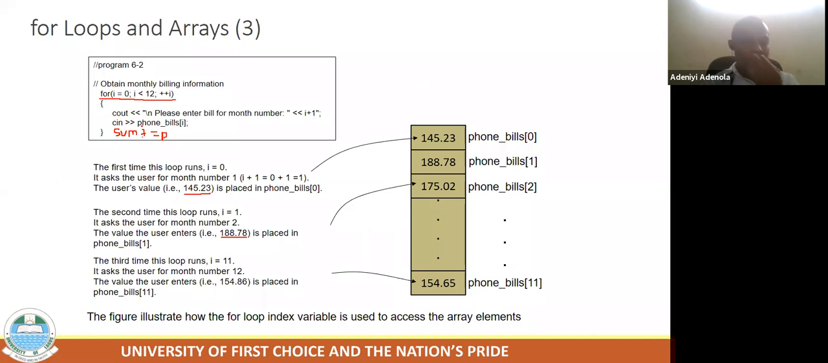So you remember, this is where you have to get it right. There must be a value in the phone bill before you can add. You understand? So as you're asking the user, please enter the value for phone bill position 0, and the user inputs it. Then you can add it immediately in the same way to the sum. So as the user is inputting the value, you're adding it to sum.